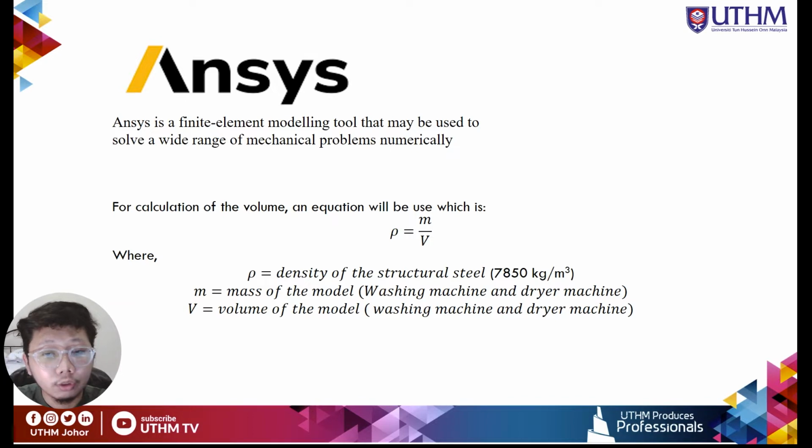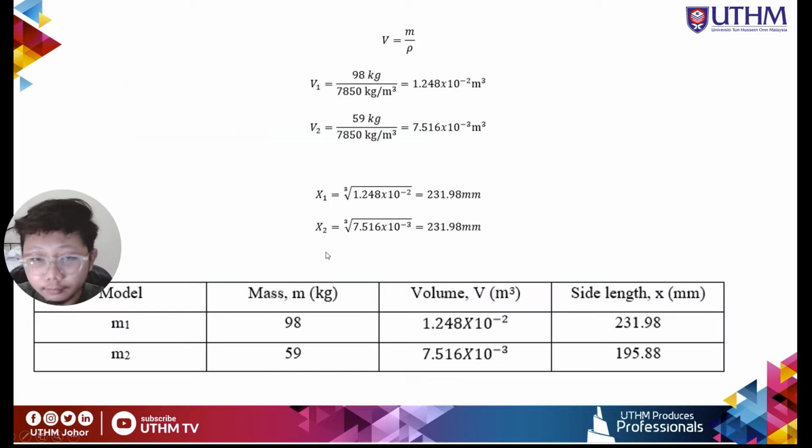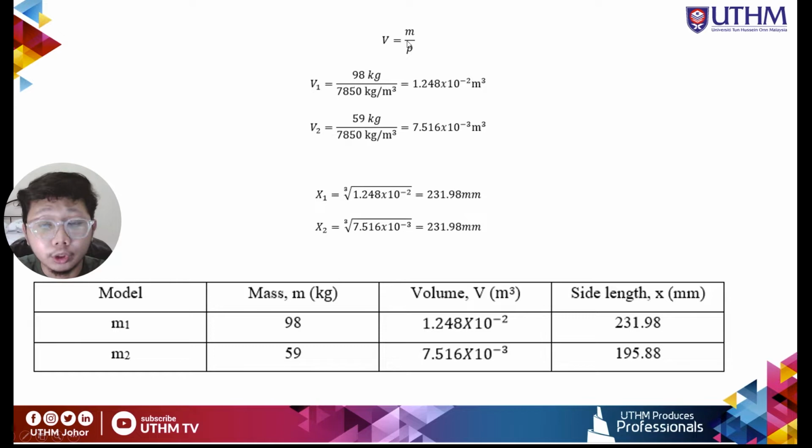Okay, so the equation that we are going to use for calculating the volume is rho equals m over v. So rho is equal to the density of the structural steel, which is 7,850 kg per meter cube, and m is the mass of our model, and v is the volume of the model. So we are going to use this equation, and the first mass is 98 kg, the second mass is 59 kg. While we are going to get a volume. So from the volume we can extract it and turn it into dimension.